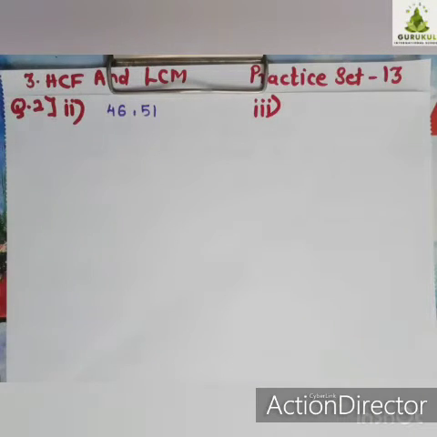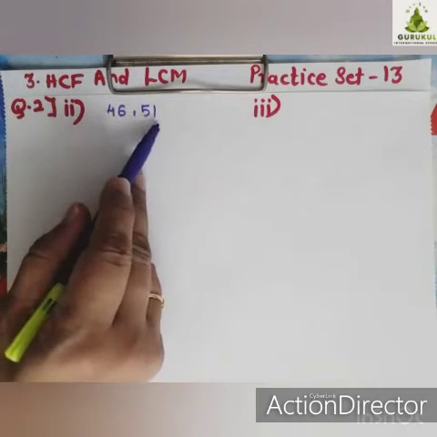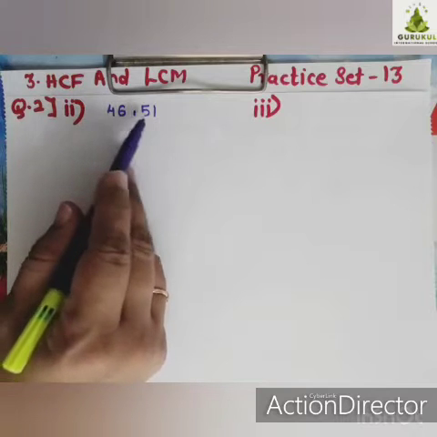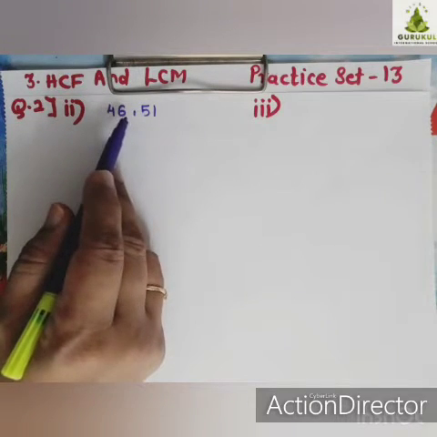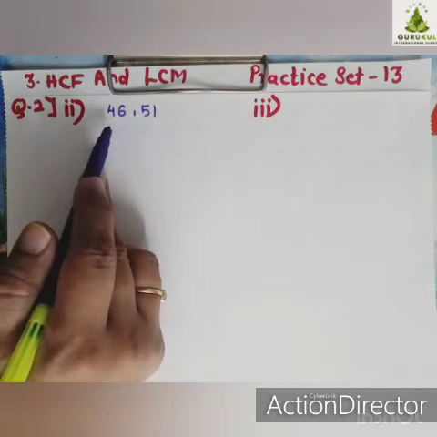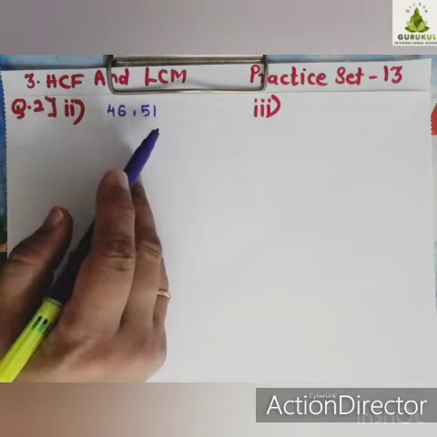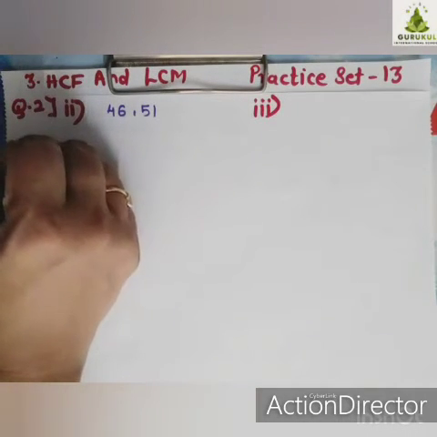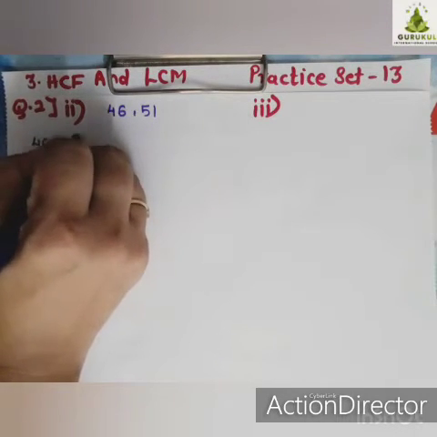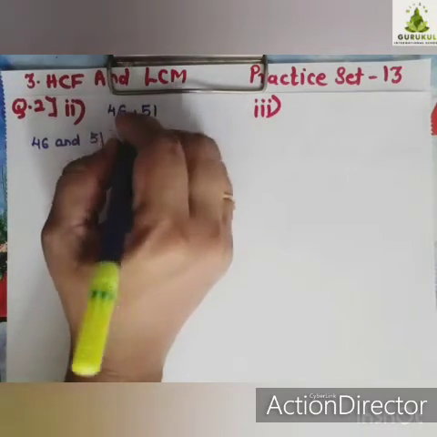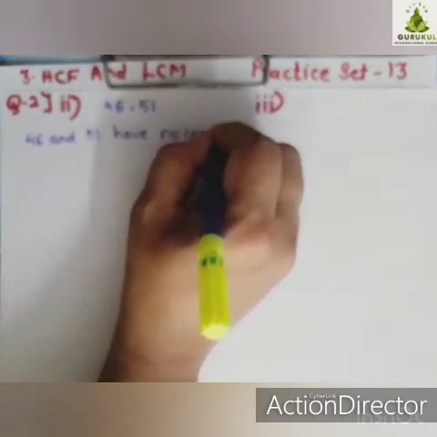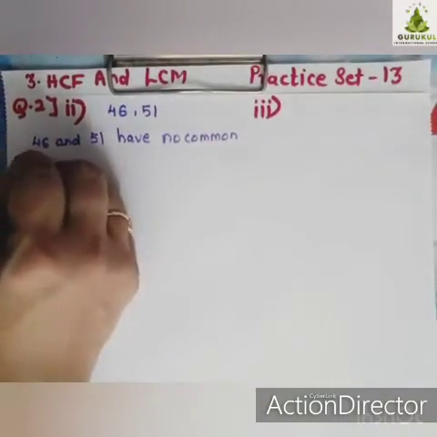Now in the second sum, if you see, the numbers 46 and 51, two numbers are given, and again we can say that both are numbers which don't have any common prime factors. Means this is an odd number, this is an even number. So you cannot divide, or you don't have any common number over here. Okay, so same way we have to write that 46 and 51 have no common prime factors.